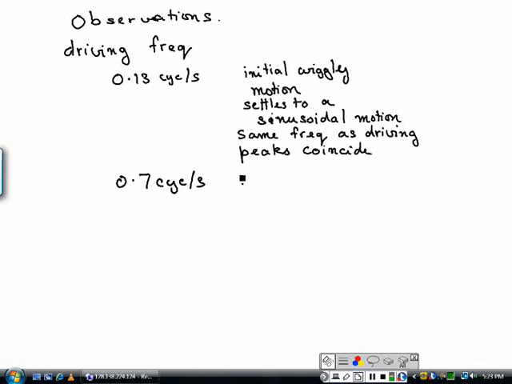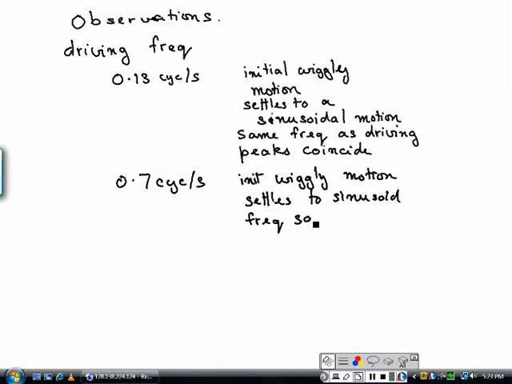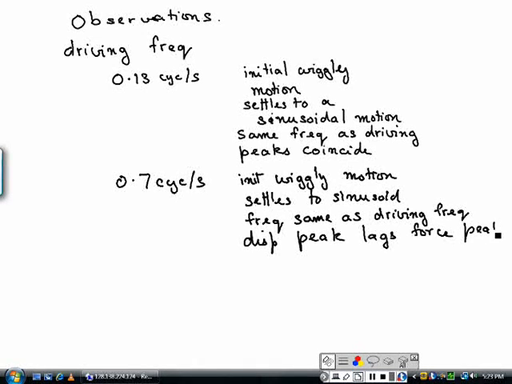Again, there's some initial wiggly motion, and then it settles to a sinusoid. The frequency is the same as the driving frequency, and the displacement peak lags the force peak.